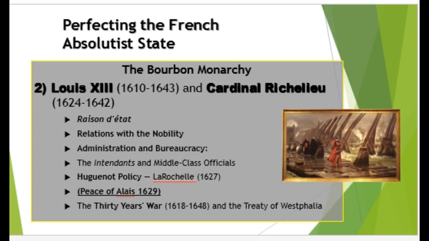And again, they were usually young members of the middle class and the nobles of the robe. And this became a symbol of royal centralization and absolutism. Under it, the government became highly efficient and very, very centralized. So the intendants and the nobles of the robe and their participation in this were key to the development of French absolutism. Make sure you know that.